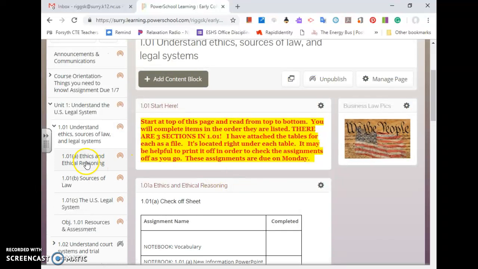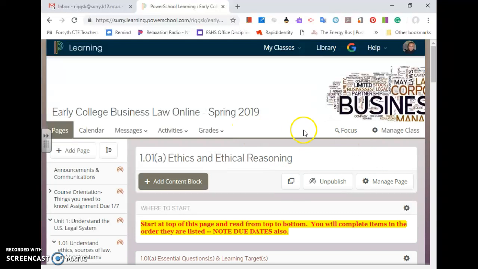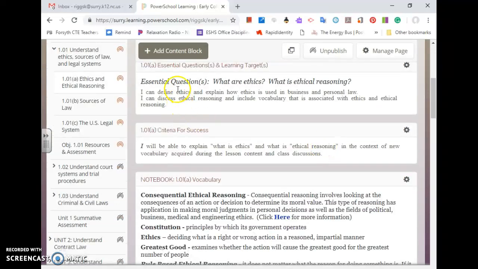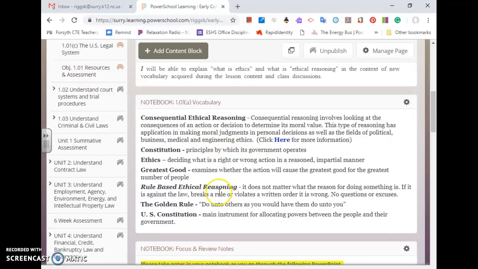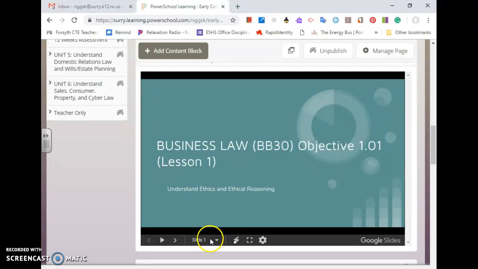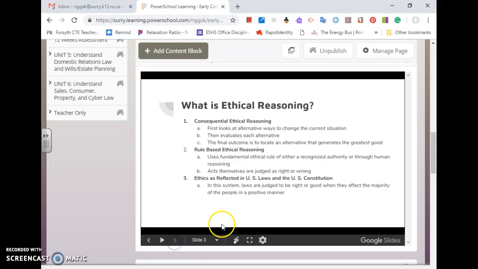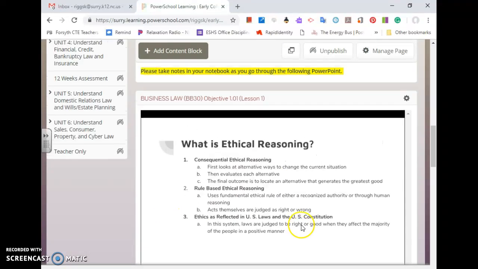In 101A, we're talking about ethics and ethical reasoning. You have, of course, your essential questions and learning targets that would go in your notebook. Here's your vocabulary that you put in your notebook. And notice I have notebook here. Please go through your notes and put notes in your notebook through the PowerPoint. This PowerPoint is all about what is ethics. It's not long. It's like 3 slides.